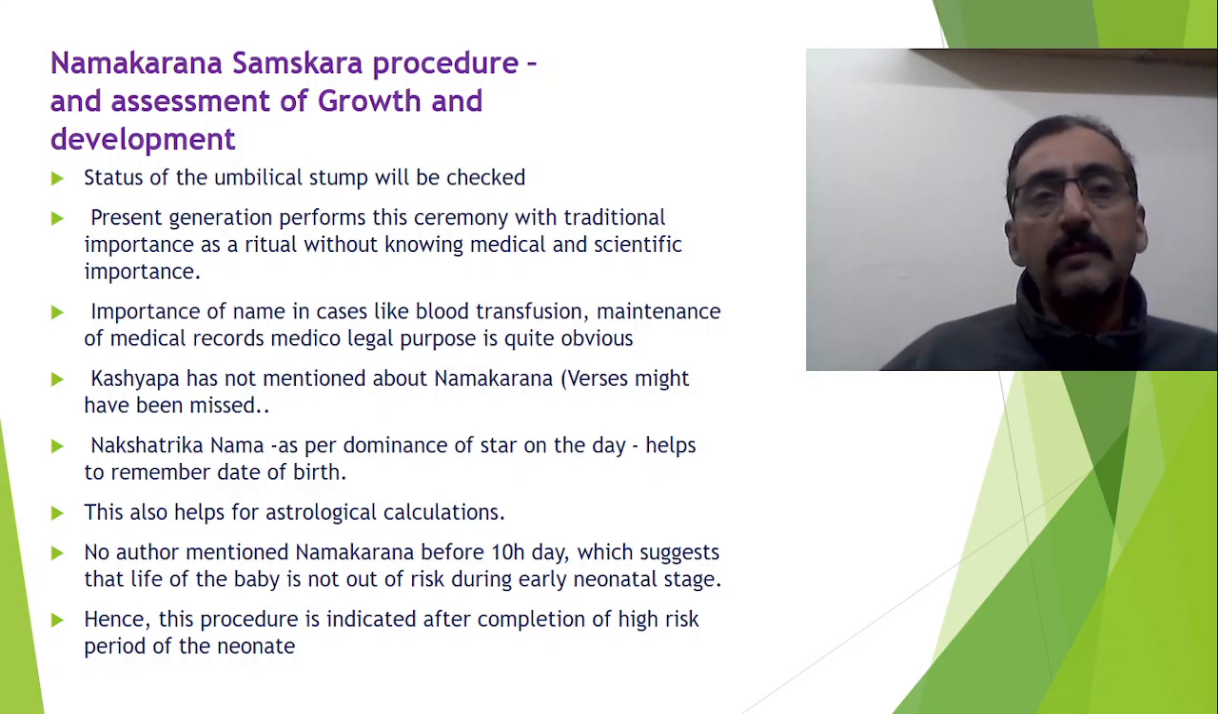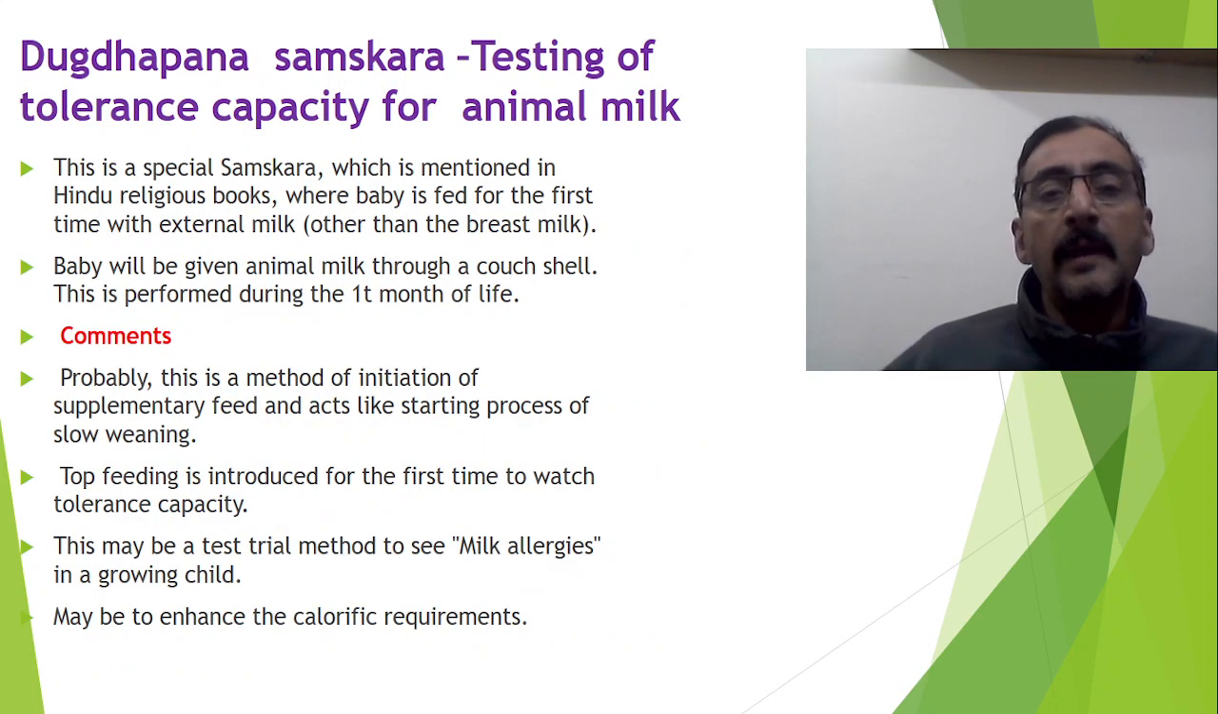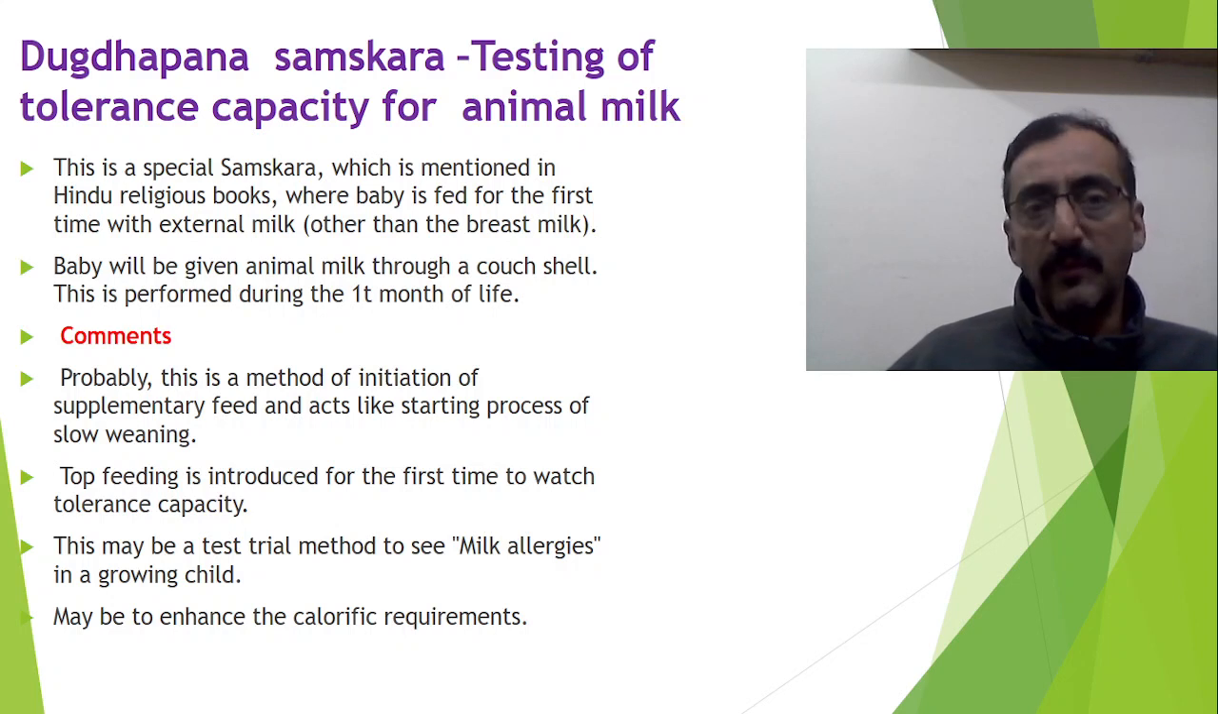Now this is about Namakarana Samskara. Another important Samskara which is mentioned is Dugdhapana Samskara. Dugdhapana Samskara is nothing but testing of tolerance capacity for animal milk for the first time. Again, it is not mentioned in Ayurveda books, it is mentioned in Hindu religious books. This is a special Samskara where the baby is fed for the first time with an external milk other than the breast milk.